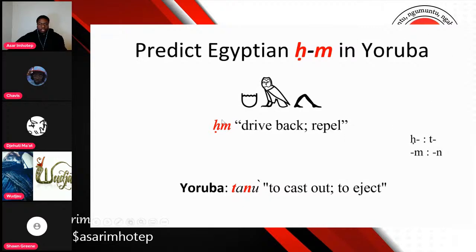So this is HM, the dotted HM that you see here, which is a biliteral. This is a phonetic complement of the M that you see here, and then we have the classifier and the determinative. Yeah, it's walking a certain way. It's walking back.